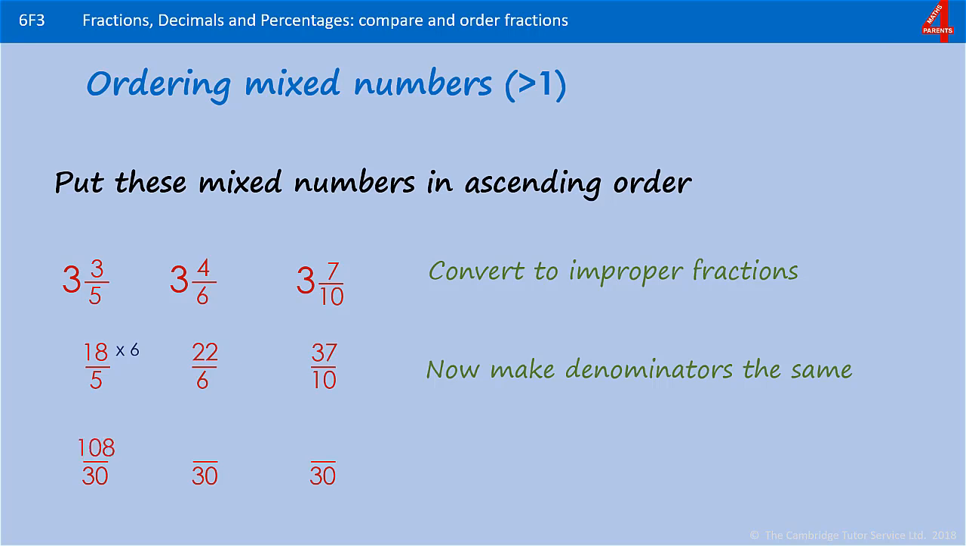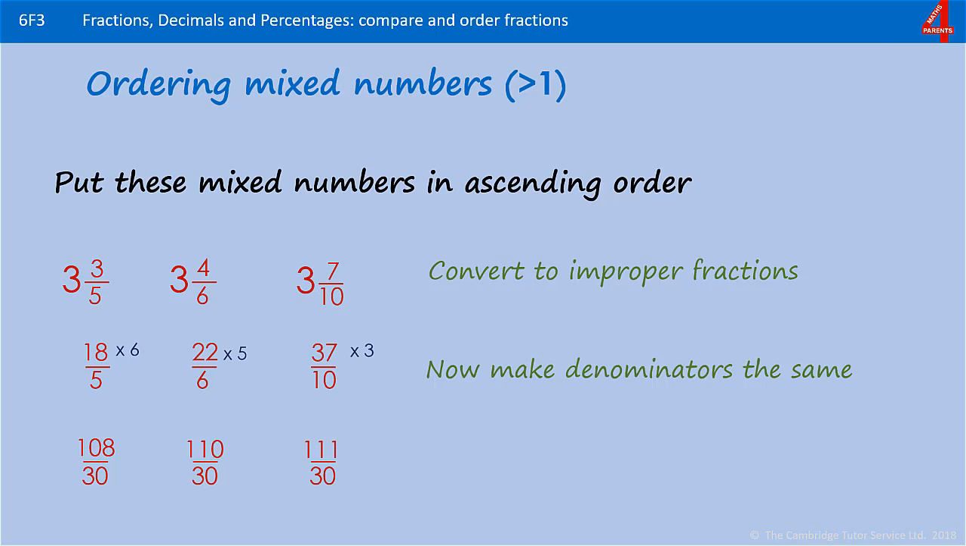To get from 6 to 30, we multiplied by 5. So we're going to multiply 22 by 5. Remember, if you multiply something by 5, you can first of all multiply it by 10, then halve it. 22 multiplied by 10 is 220. Half of 220 is 110. To get from 10 to 30, we multiplied by 3. 37 multiplied by 3. 30 multiplied by 3 is 90. 7 multiplied by 3 is 21. If we add 90 and 21, we get 111.